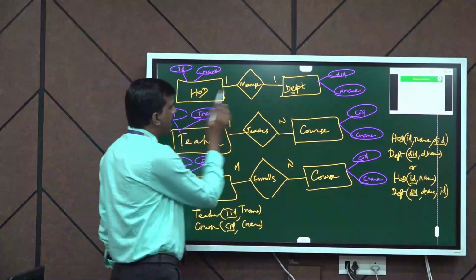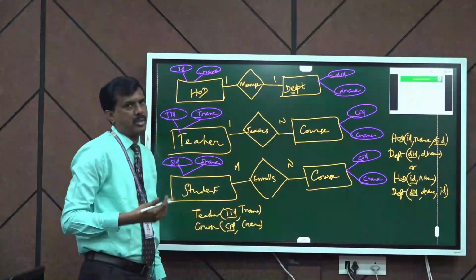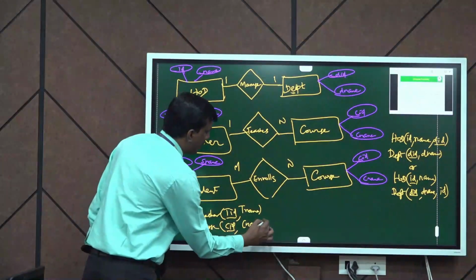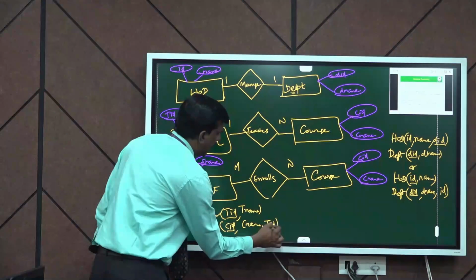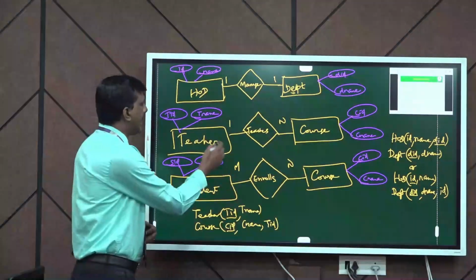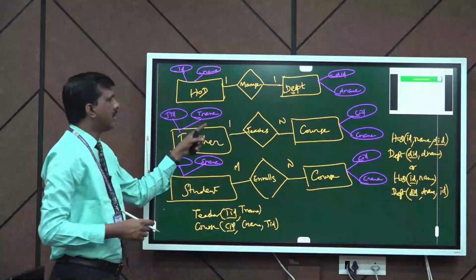That TID should be a part of the course table. So, what should I include here? I should include TID. So, this is the output or answer of this particular ER diagram.